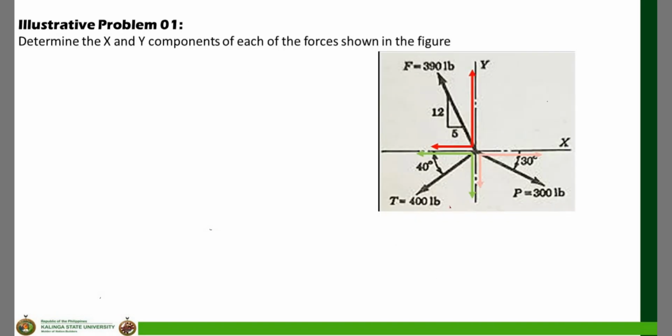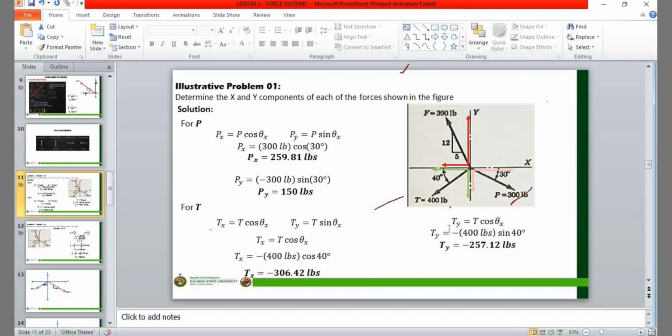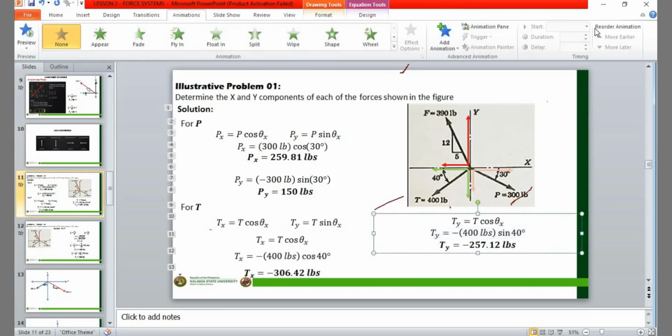Okay? Let's have this illustration. For this problem, you are required to determine the x and y components of each of the forces shown in the figure. As you can see in the figure, there are three forces: F, P, and T. F is 390 pounds, P is 300 pounds, and T is 400 pounds. Now, we will go through the components of these forces one by one.